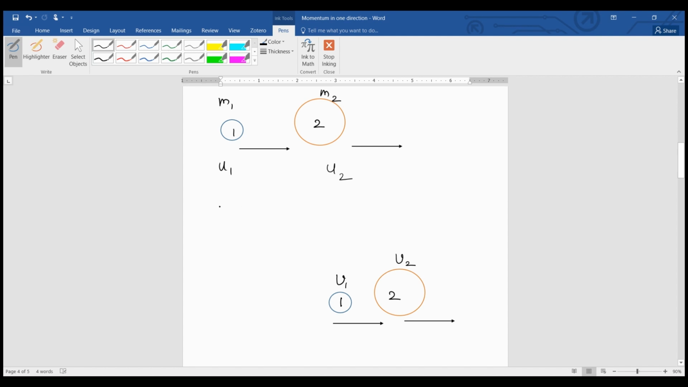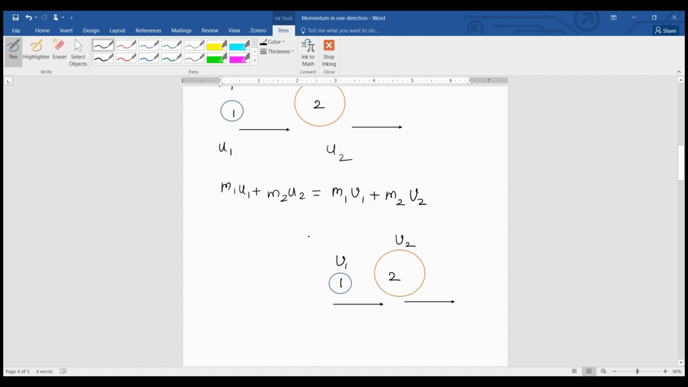What is the total momentum before collision over here? m1 u1 plus m2 u2 should be equal to the total momentum after collision, which is m1 v1 plus m2 v2. Before and after collision, both the objects are moving in the same direction, towards the right. So that's why all the velocities have a positive value.